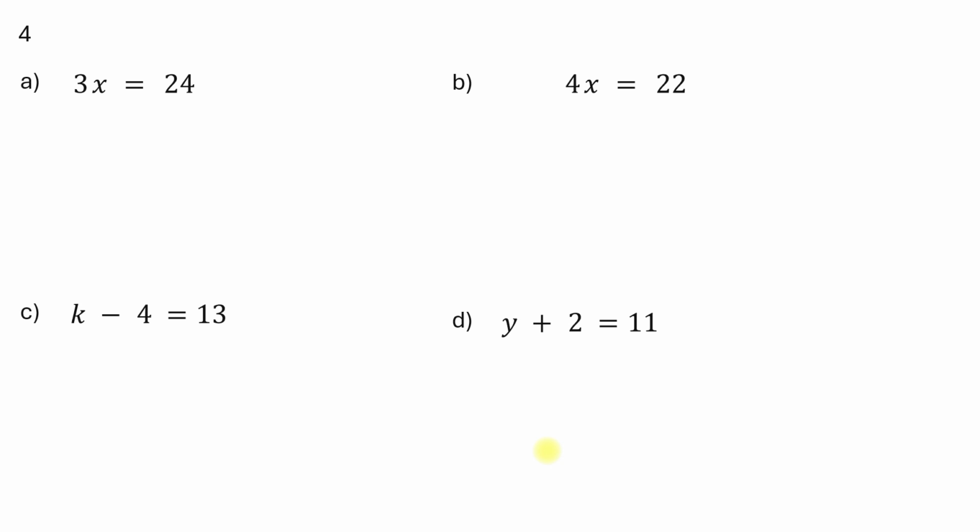Question 4 asks us to solve for a variable. 3x equals 24. Therefore, x by itself is 24 divided by 3. Once again, this pattern, 3 times x equals 24. Then we take that 3 and divide 24 by it, and that gives us what the x value is by itself, which resolves to 8.